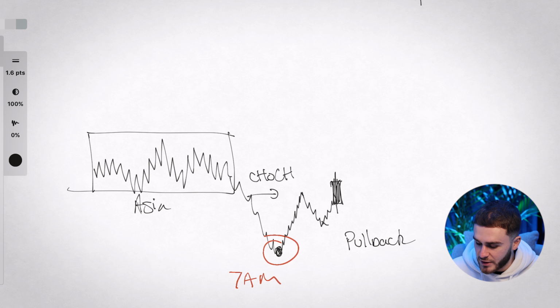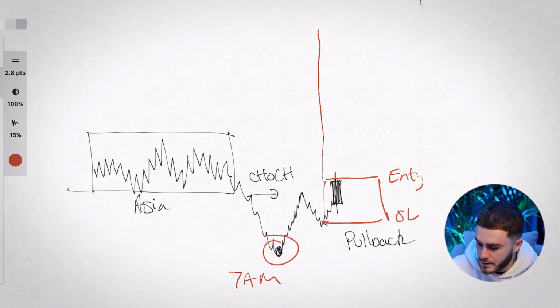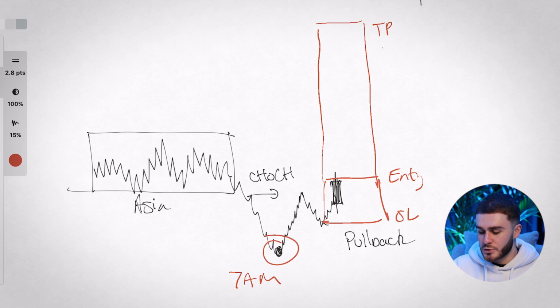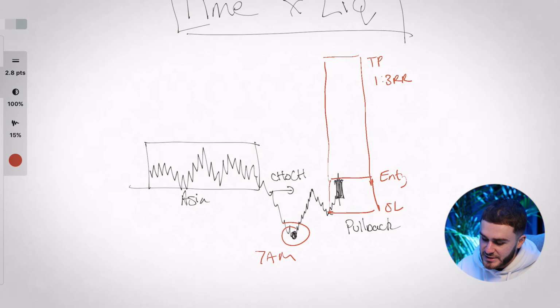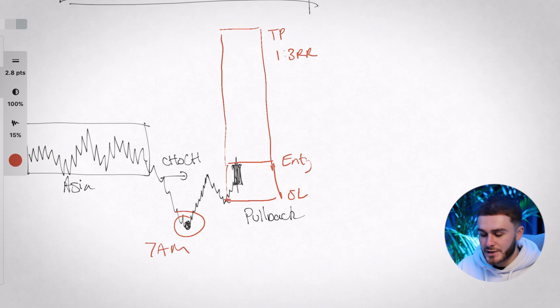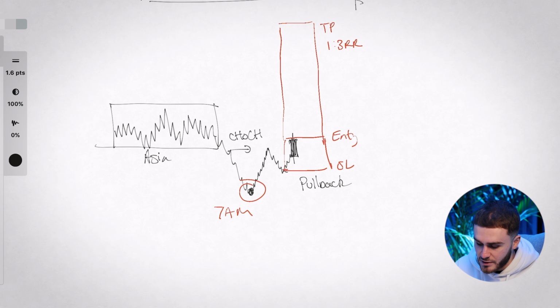We look for that engulfing candle to the upside and we enter something like this. Entry, stop loss, and then we go for our mechanical take profit. I would always advise, if you are trading intraday, going for that 1 to 3 risk to reward, and then obviously you can take partials or whatever it is. But this is something that we can actually look at. Let's look at another example. This is going to be for the Asia sweep.